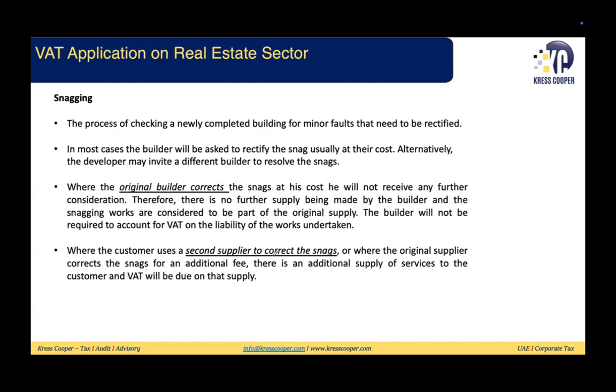Snagging is the process of checking a newly completed building for minor faults. The developer, builder or contractor has developed the property for you. You are the owner. Once the contractor or subcontractor has built the property for you, there is a chance that there is some sort of lacking, some sort of building faults. Now, are you asking the same contractor to fix the fault? If they are not charging you anything extra, then it will not be considered a further supply and it will not be subject to tax. But if you are hiring a third party and the third party is charging you, that will be considered a supply by the third party to you, and it will be subject to tax.